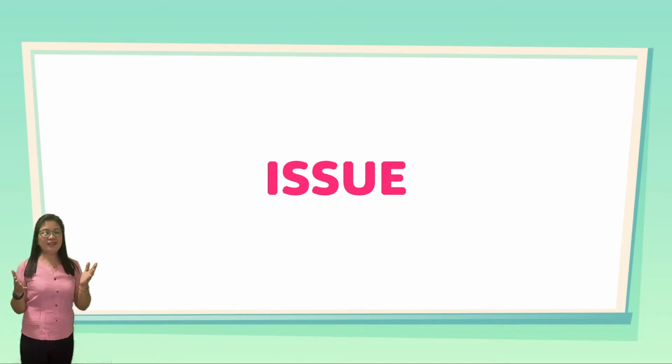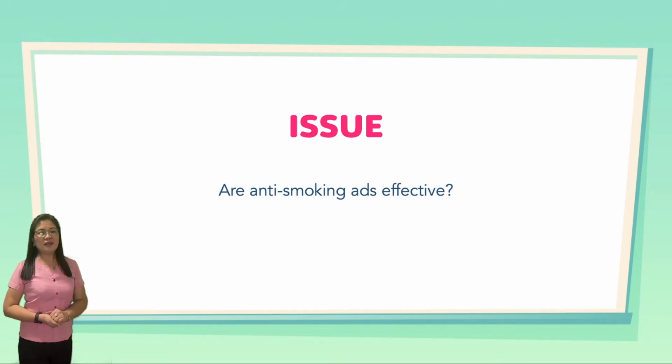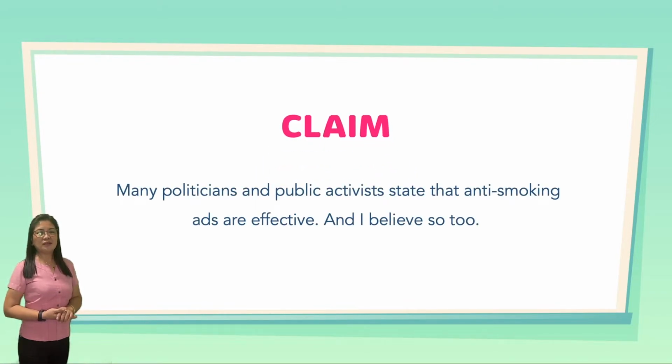Very good. Issue is the problem or the controversy itself. So what is the issue in the sample argument? Are anti-smoking ads effective? Next, claim. What again is claim? Definitely, it is a position on the issue, whether you agree or disagree. And what is the claim in the sample argument? Many politicians and public activists state that anti-smoking ads are effective, and I believe so too.